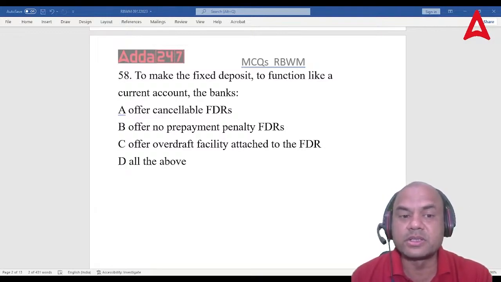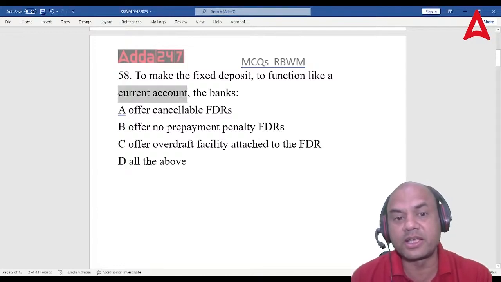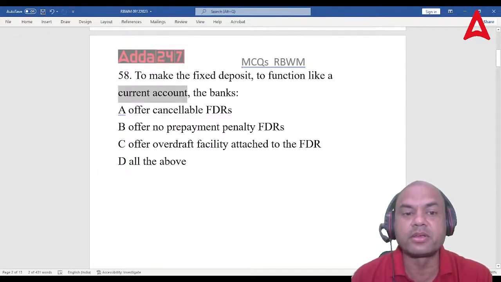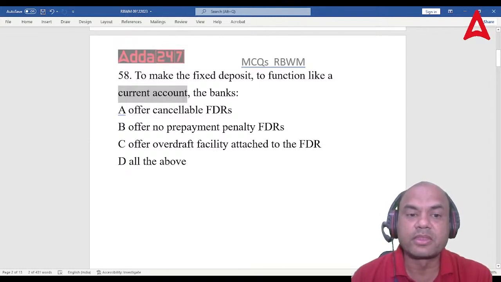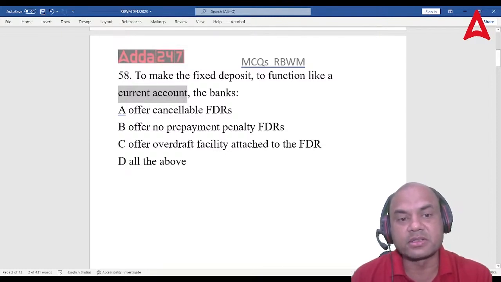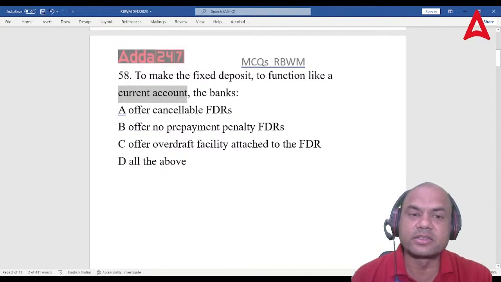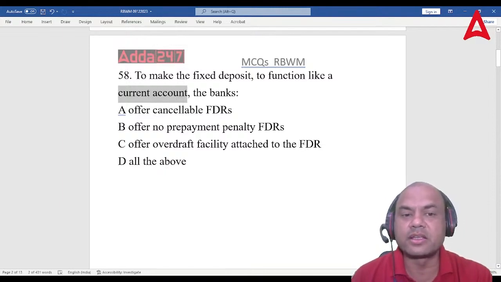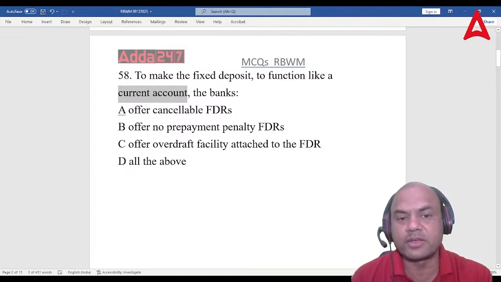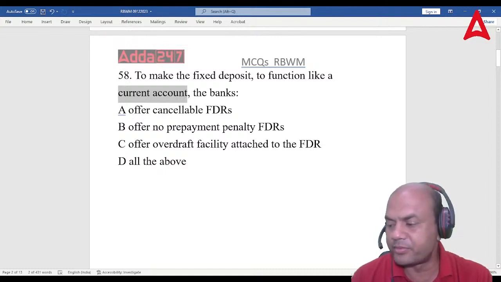Yesterday we saw a similar question over here. Yesterday at the end. How many of you have got that answer? Similar question. Okay. So for this, what is the answer? To make the FD function like the current account, the banks offer what? Offer cancelable FDRs. Offer no prepayment penalty for FDRs. Offer overdraft facility attached to the FDRs and all of the above.